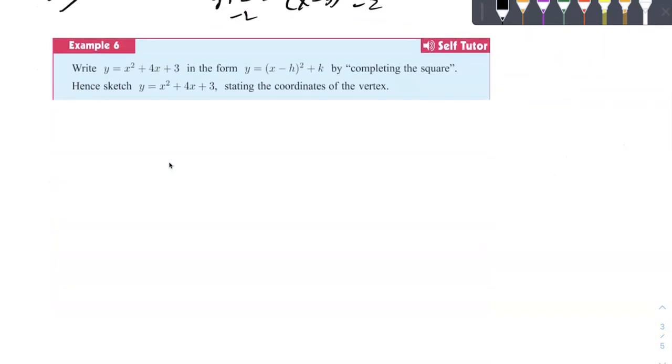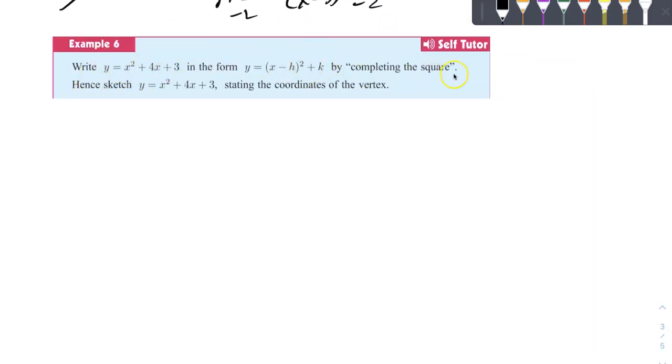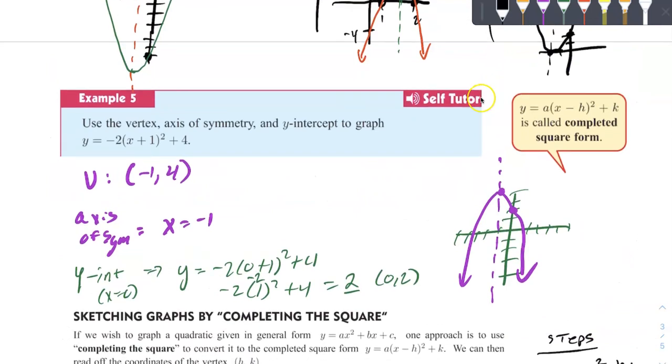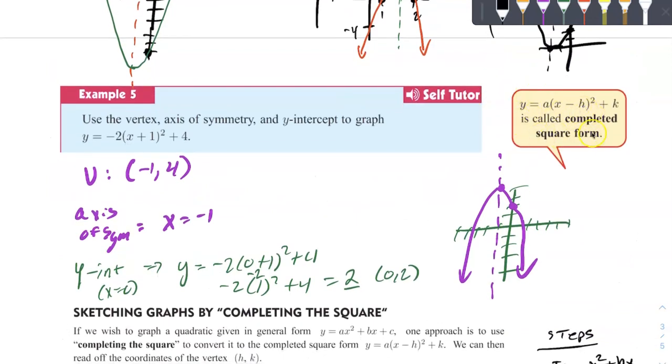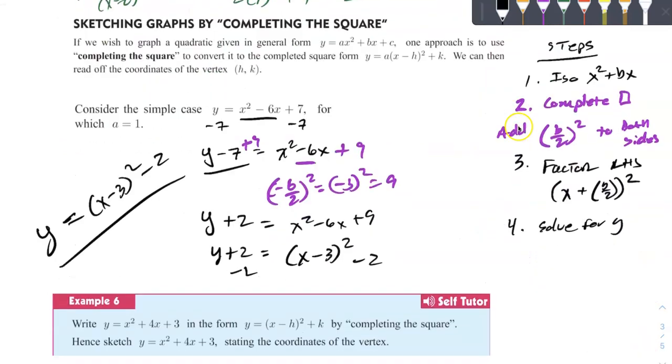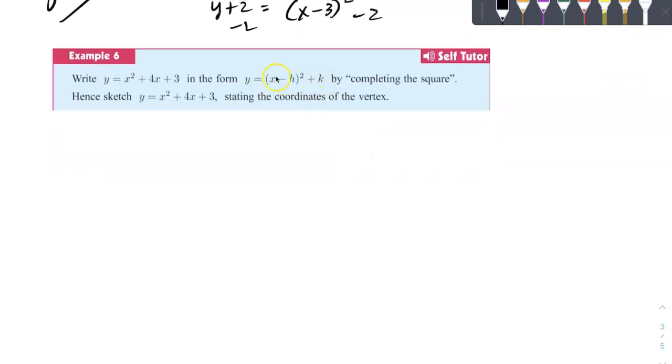So let's do this one. Write y equals x squared plus 4x plus 3 in vertex form by completing the square, hence sketch the graph of it by using the vertex. Now, I think up here I wrote somewhere that some books call this complete the square form, which I kind of find ludicrous, but to each their own. I think most people would know this as vertex form because it's really easy to find the vertex.